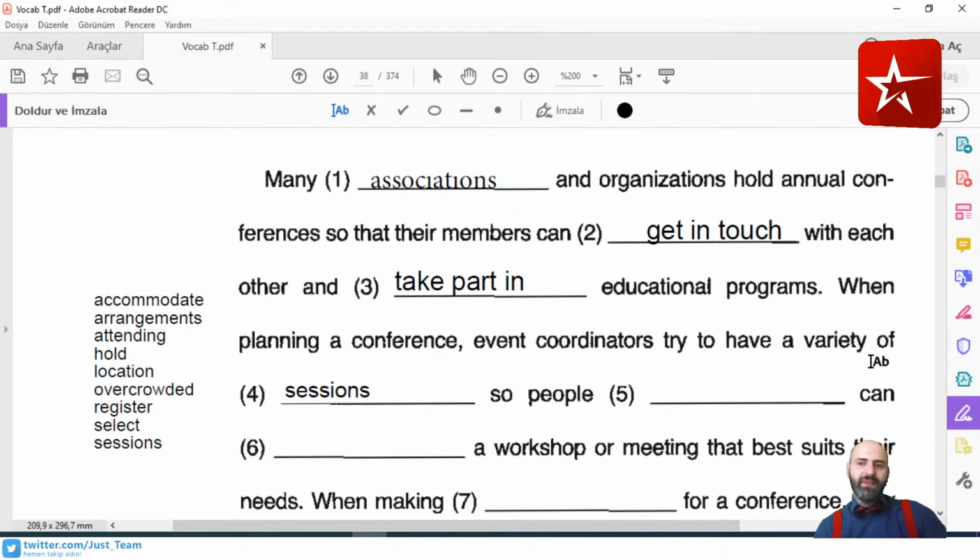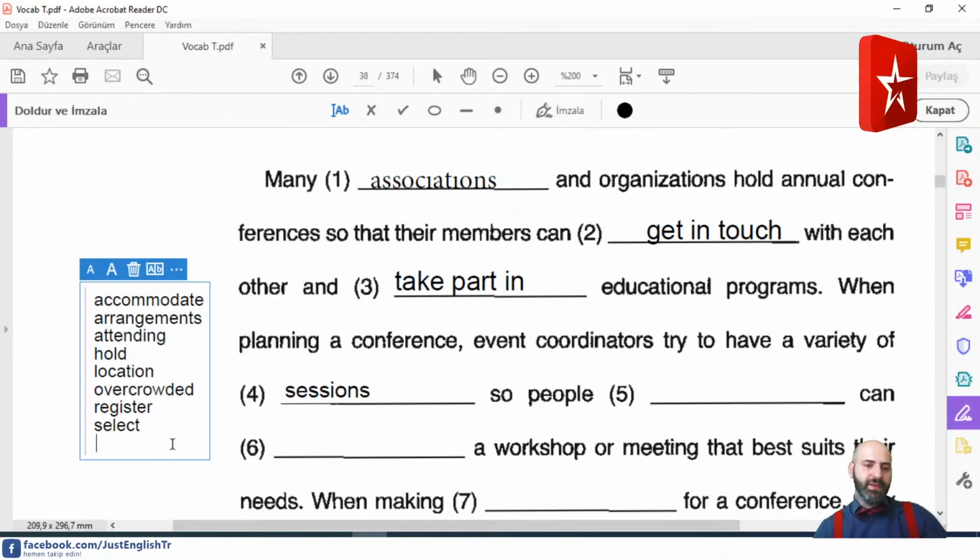Therefore, with the meaning, definitely, sessions is the best one. Event coordinators try to have a variety of sessions, so people, this one can be a little bit difficult. Maybe you don't know the structure. You need to use here the participle form, which becomes like an adjective for this sentence. Think about people, and let's try to identify these people. Let's try to give some kind of character to these people. People who come to the conference. What can we say? Sessions we have already used. Let's delete this one.